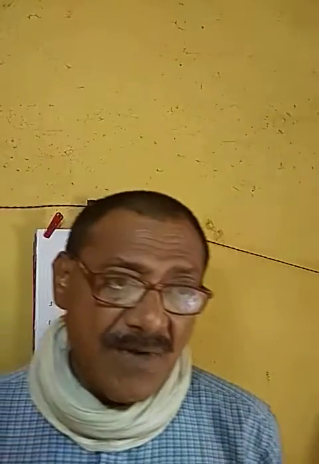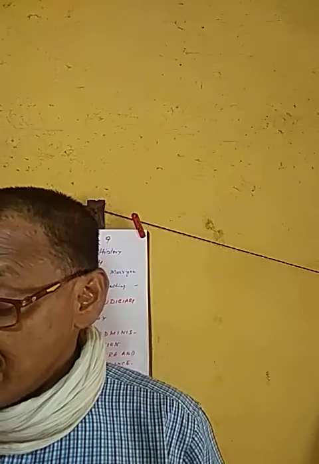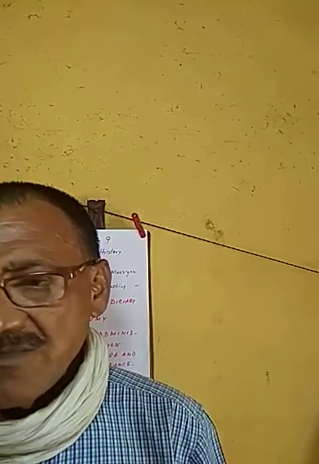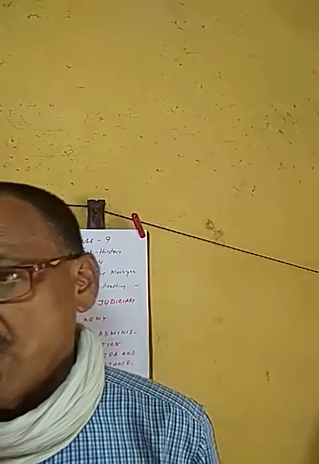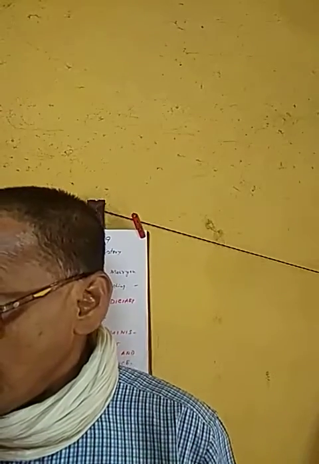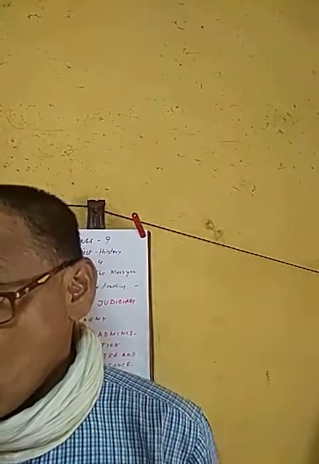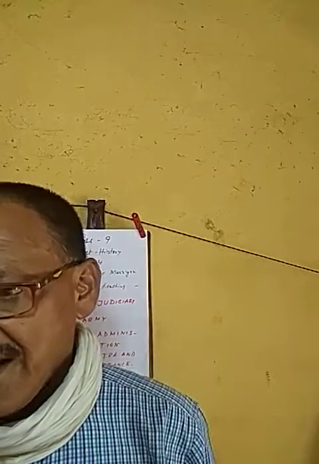The administration of Pataliputra was very powerful, looked after by a committee of 30 members. There were 30 members who looked after the administration of Pataliputra, and this committee was further divided into 6 boards, and each board looked after the department it was assigned.